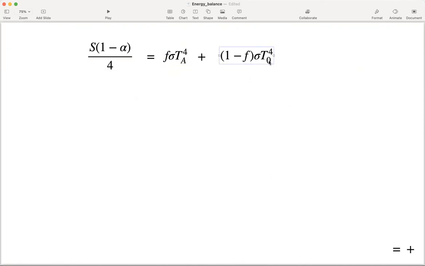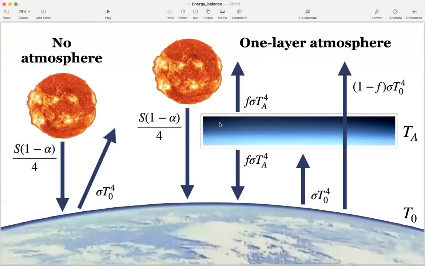And so we need to solve for T naught, the temperature of Earth's surface, but we can't with this equation because we have 2 unknown temperatures, T naught, but we also have the temperature of the atmosphere. So we need to construct another equation for the temperature of the atmosphere. So another energy balance equation for the atmosphere itself. And so again, energy in has to equal energy out.